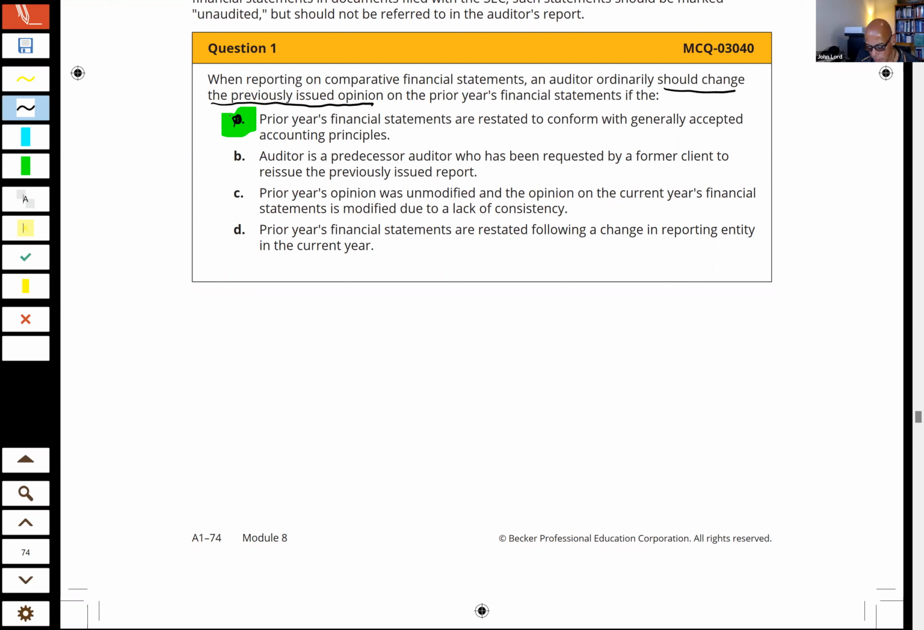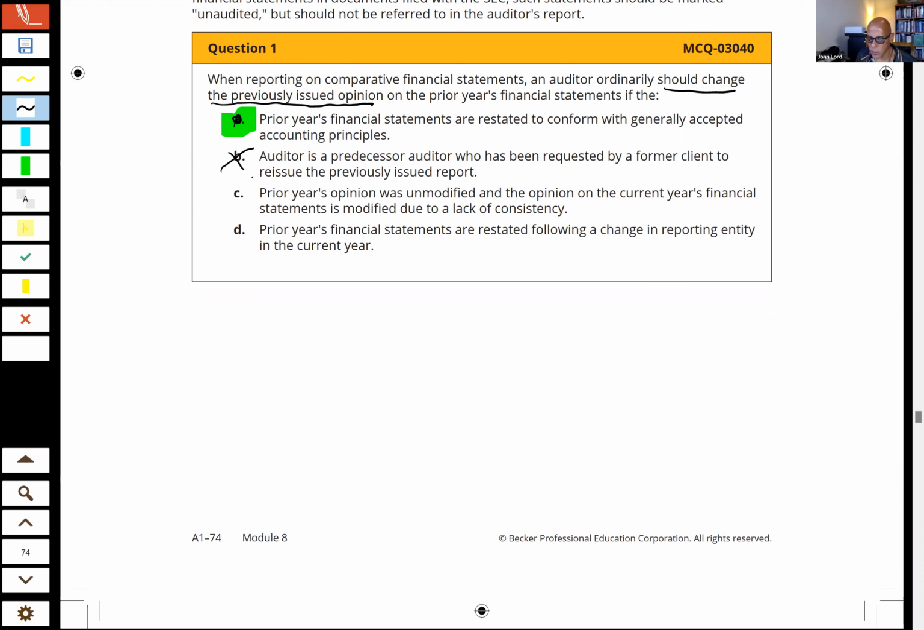So we come over and I look at item B. Auditor is a predecessor auditor has been requested by former client to reissue the previously issued report. Well, that's not going to cause you to change your opinion. That would cause you to ask for certain documents from the successor, from management, do the comparison, all those steps, but it's not going to change your opinion necessarily. They're saying you should change your opinion when they've done something to make you change your opinion, which A is describing.